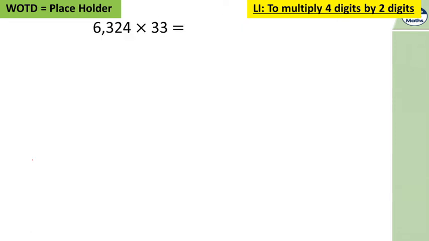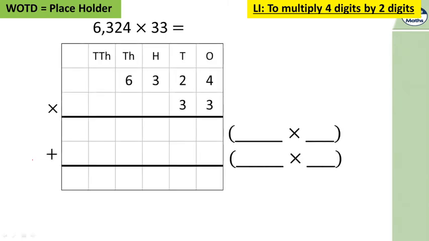Okay, so moving on to a different question now. 6,324 times 33. So if we lay that out in our column method, it's the same question, which is 6,324 times 33. You could pause the video now and have a go at this question yourself and see if you get the same answer as me when I go through it. Or you can just continue listening. It's completely up to you.